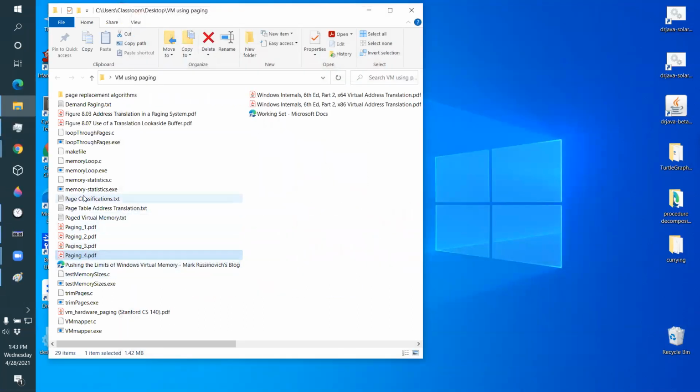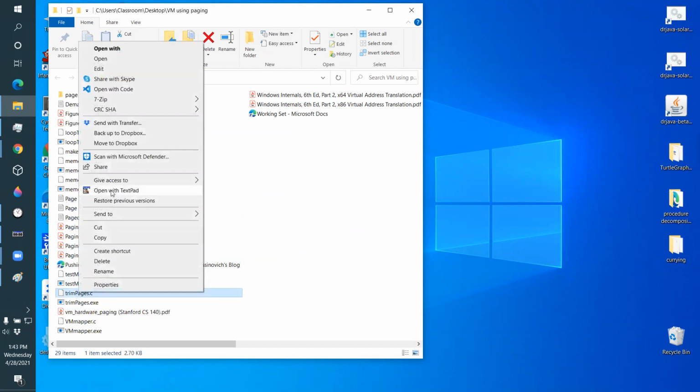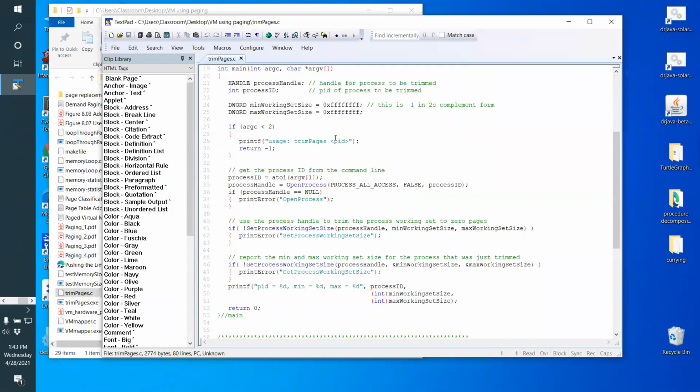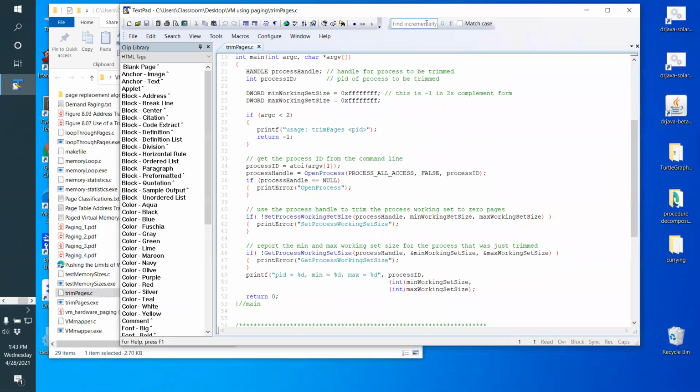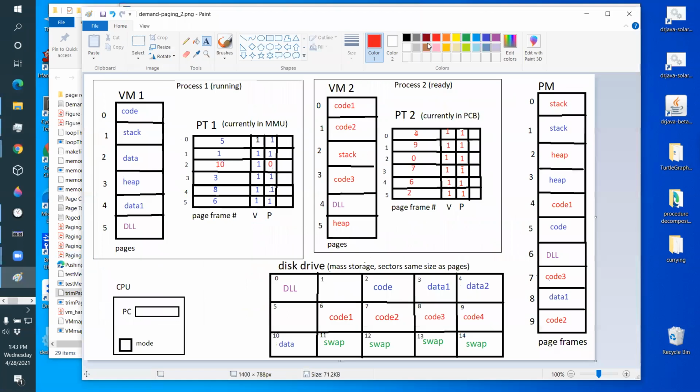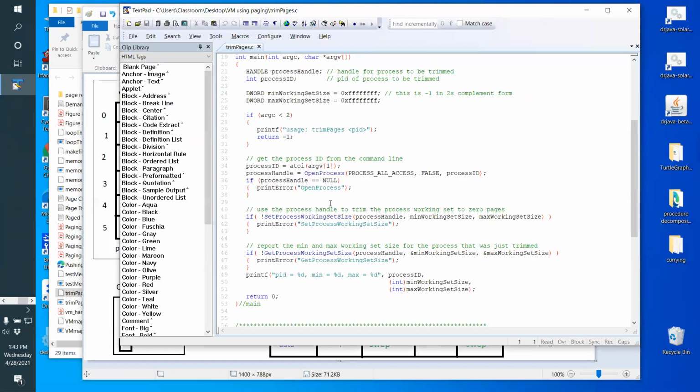Okay, now here's an interesting program. This is a C program that tells the operating system to take every page of a process and kick it out of physical memory. It's called trimming the pages. It's a weird thing to want to do, but Windows lets you do this. You can tell Windows to take every page, like right now this process has a page here, here, here, here. They're in physical memory.